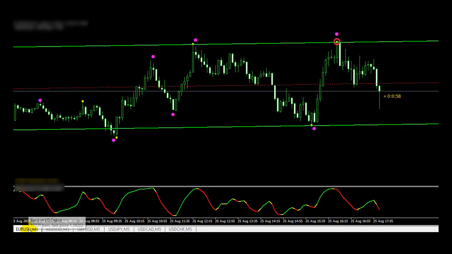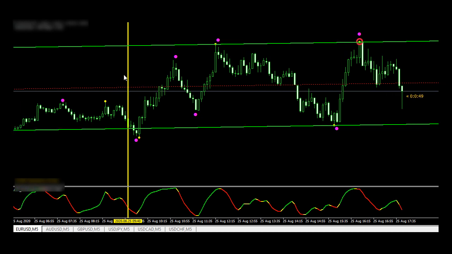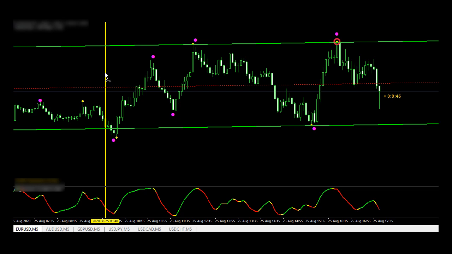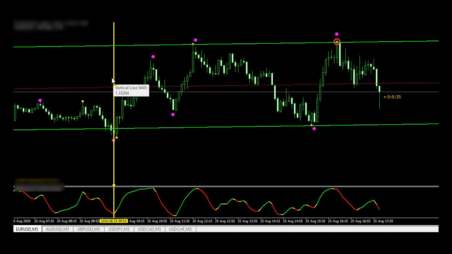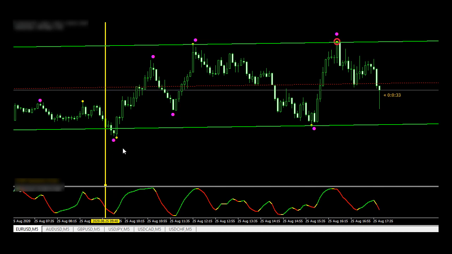What do I mean? Now take a look at this. This is AUD USD. This trend here came out of the lower band. There was a magenta ball that popped up. When the magenta ball popped up, look at it.